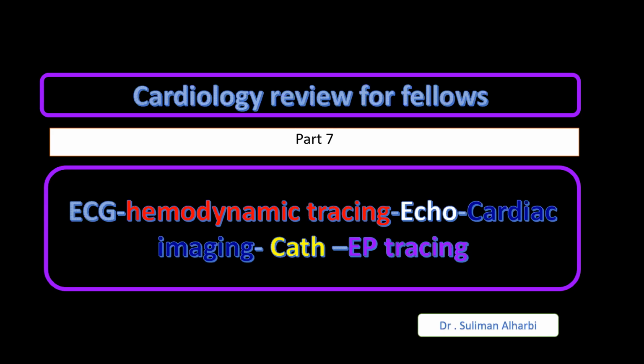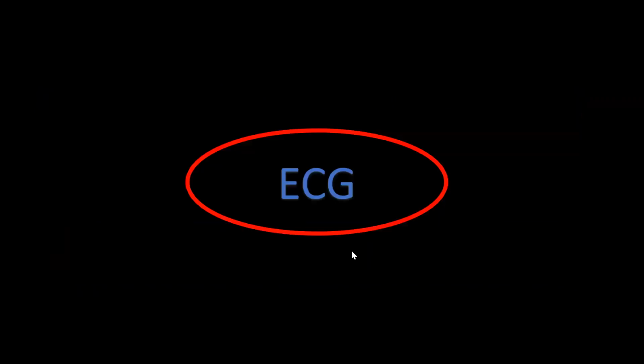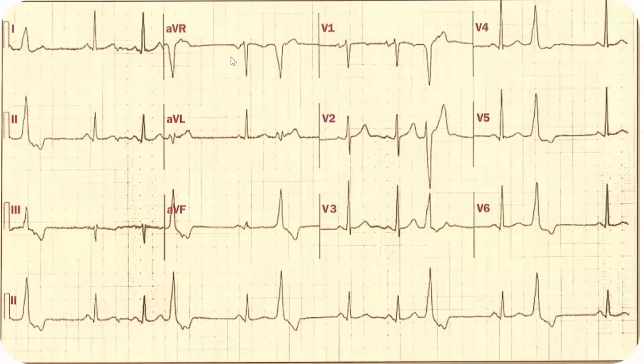This recording for the seventh part of the cardiology review will have examples of ECG, hemodynamics, echo, cardiac imaging, CAT, and A/B tracing. So starting with the ECG, look at this ECG. Look for the main 6 items in the interpretation of the ECG: look for the rate, rhythm, axis, interval, chamber enlargement, segment, and wave changes.